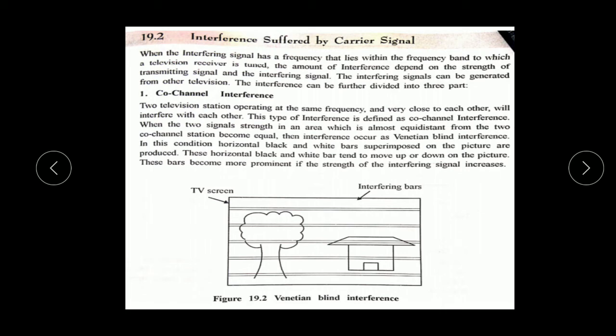When the signal strengths in an area from two co-channel stations become almost equal, the interference occurs as Venetian blind interference. In these conditions, horizontal black and white bars superimposed on the picture are produced. These bars tend to move up or down on the picture. These bars become more prominent if the strength of the interfering signal increases. So on the TV screen, you can see black and white bars moving up and down. This type of interference is due to co-channel interference.